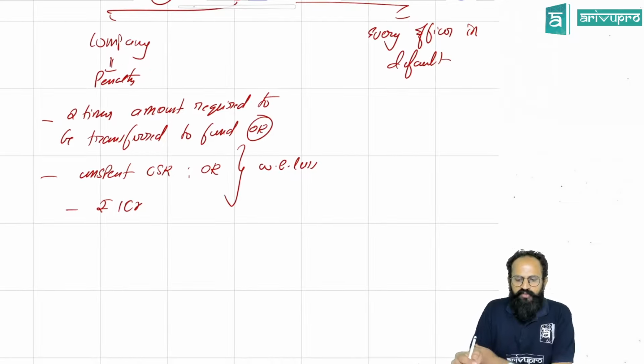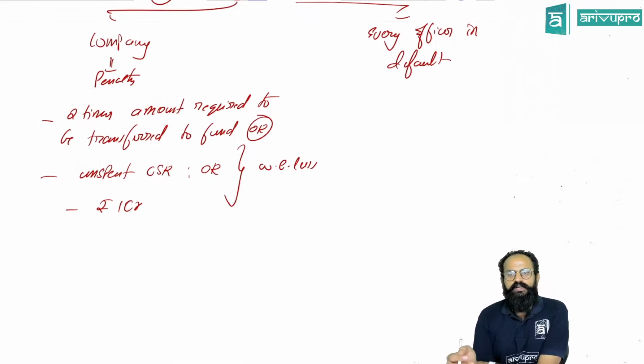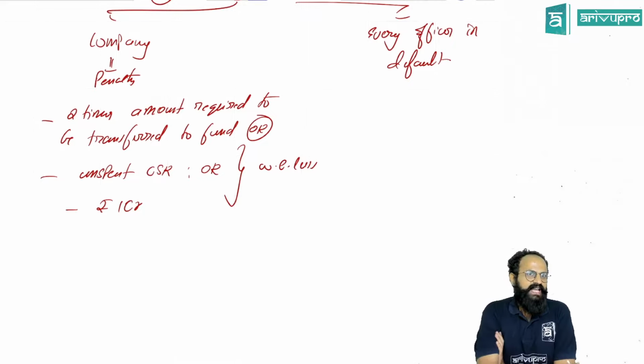So two times the amount required to be transferred to the fund. How much was my CSR liability? Imagine 800 crore. Two times of that seems 1600 crore of unspent CSR. No sir, I spent 400 crore. What is the unspent amount? 400 crore. 400 crore or 1 crore rupees, whichever is less. So 1 crore rupees will be the penalty.